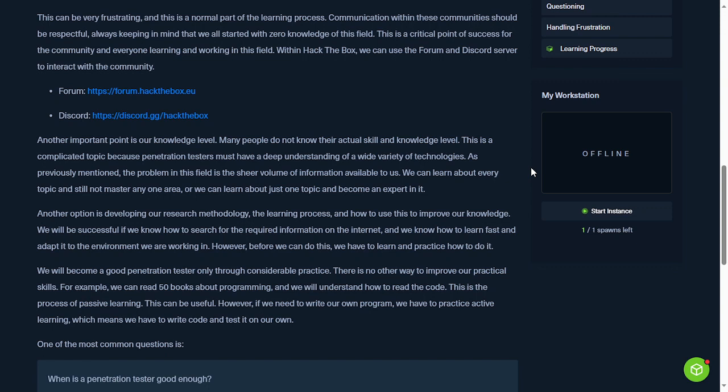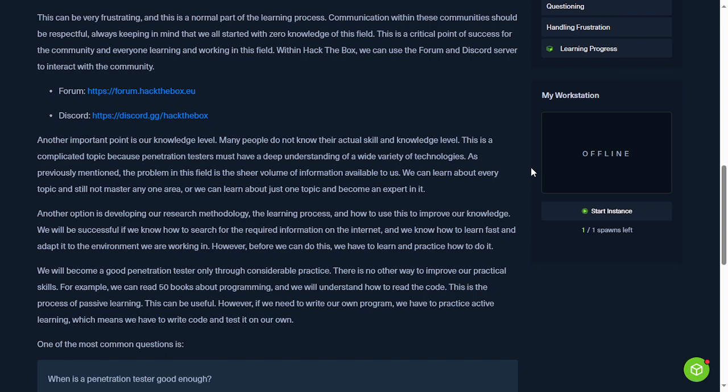Communication within these communities should be respectful, always keeping in mind that we all started with 0 knowledge in this field. This is a critical point of success for the community and everyone learning and working in this field. Within Hack the Box, we can use the forum and Discord server to interact with the community.